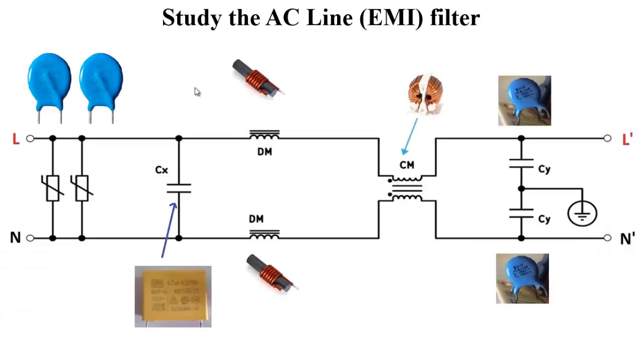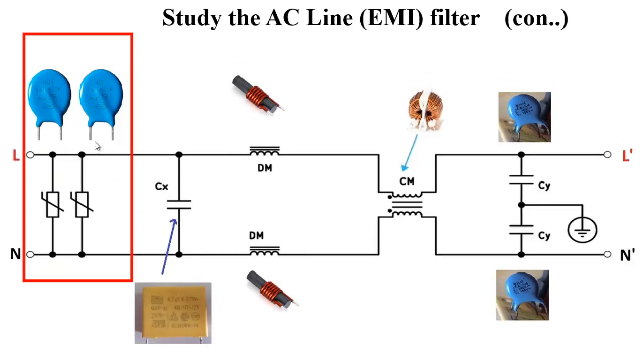Study the AC line filter EMI filter. This one is AC line filter or EMI filter. Line, neutral, then two varistors, X capacitor, value is given here, then differential mode choke. There are two differential mode chokes, then common mode choke, then Y capacitor with chassis, and this is our filter output.